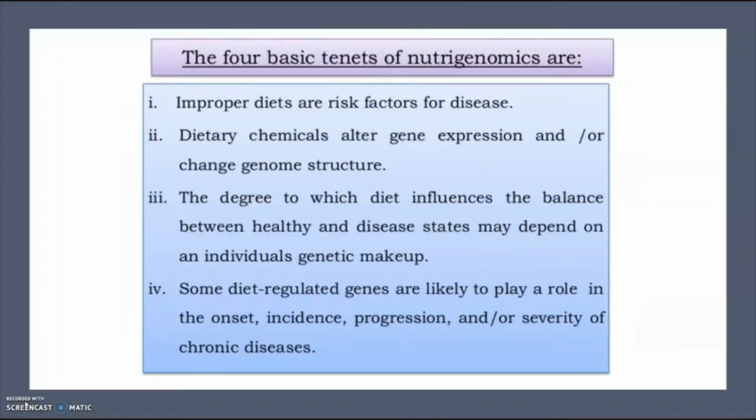Now we will see the 4 basic tenets, or principles, of nutrigenomics. The first principle is improper diets are risk factors for disease. Dietary chemicals can alter the gene expression and or change genome structure. The degree to which diet influences the balance between healthy and disease states may depend on an individual's genetic makeup. Some diet-regulated genes are likely to play a role in the onset, incidence, progression, or severity of chronic diseases.